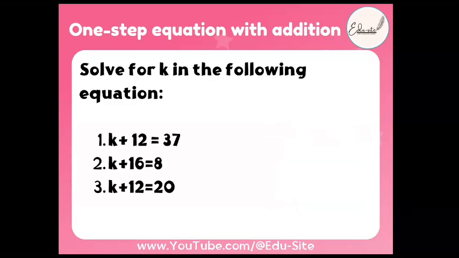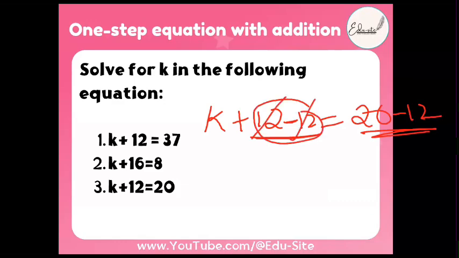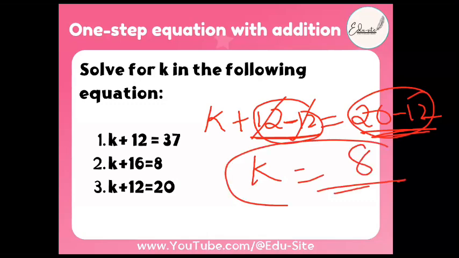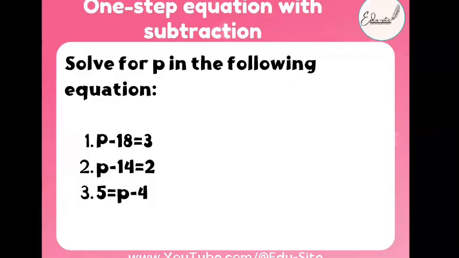You can also solve this in another procedure. For example, k plus 12 is equal to 20. Instead of writing minus 12 down, you can write minus 12 here and minus 12 here, okay? If you're finding it difficult to write it in the next line, you can write it in this way. 12 minus 12 and 20 minus 12. So 12 minus 12 is 0, and 20 minus 12 is 8, so k equals to 8. Whichever procedure you can opt.